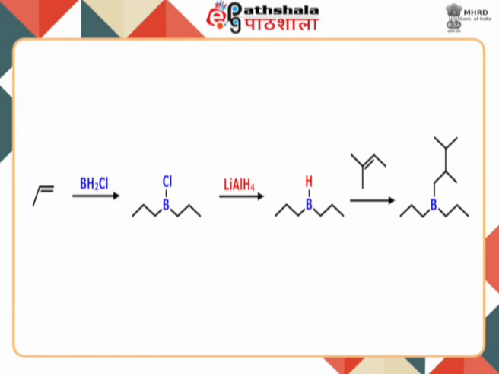As you can see here, starting with propene, if you add BH2Cl, two of the alkene units are joining, that is, wherever you have the two hydrogens they are getting replaced. On further reduction with lithium aluminum hydride, the Cl gets reduced to H. So, you get a trialkyl borane, and to this you can now add a different alkene and get an unsymmetrical trialkyl borane.